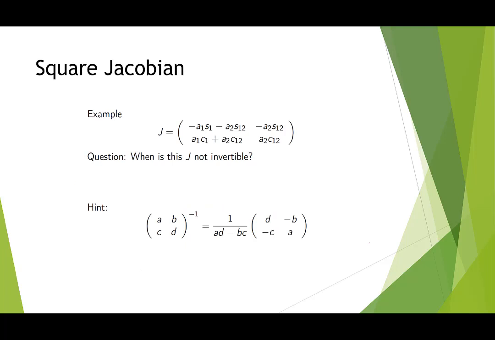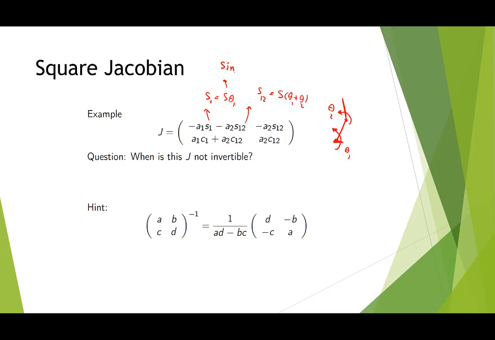Look at this simple Jacobian. This is a Jacobian for a 2-link robot that has 2 joints. And it's shorthand notation: S1 shows sine of theta 1, and this would be sine of theta 1 plus theta 2. Assume we have this Jacobian. Can we find the inverse of the Jacobian?